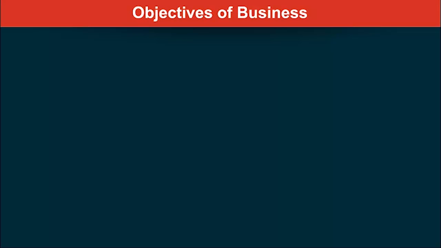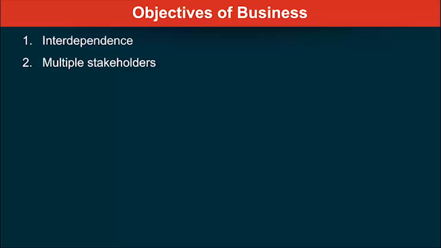So basically we are saying what are the objectives of business. Objectives of business, one is that it is interdependent. That is, you are not an individual on your own. You are dependent on all your inputs of business, that is your factors of production, and you are also depending on the sale. So you are depending on customers. Then you are also looking at multiple stakeholders.